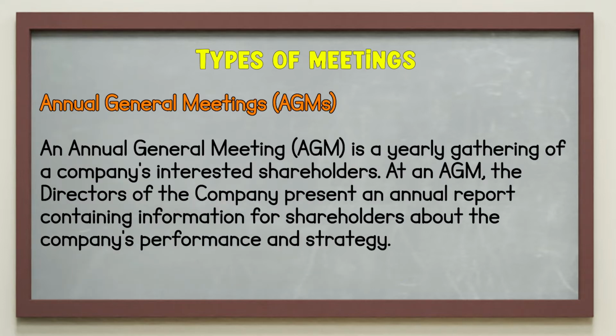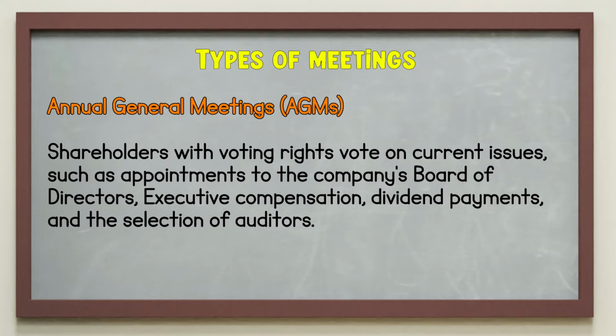Annual general meetings, also known as AGMs. An annual general meeting is a yearly gathering of a company's interested shareholders. At an AGM, the directors of the company present an annual report containing information for shareholders about the company's performance and strategy. Shareholders with voting rights vote on current issues such as appointments to the company's board of directors, executive compensation, dividend payments, and the selection of auditors.